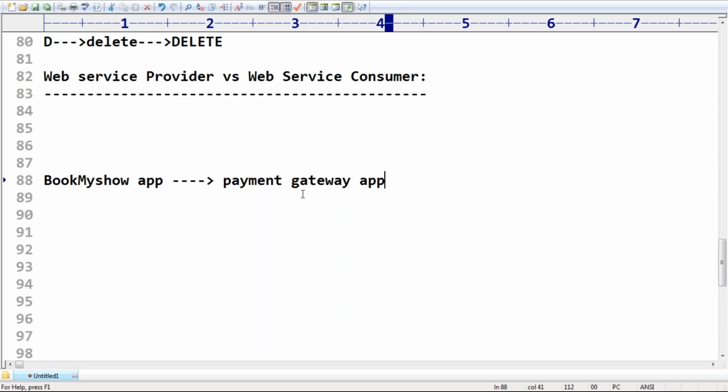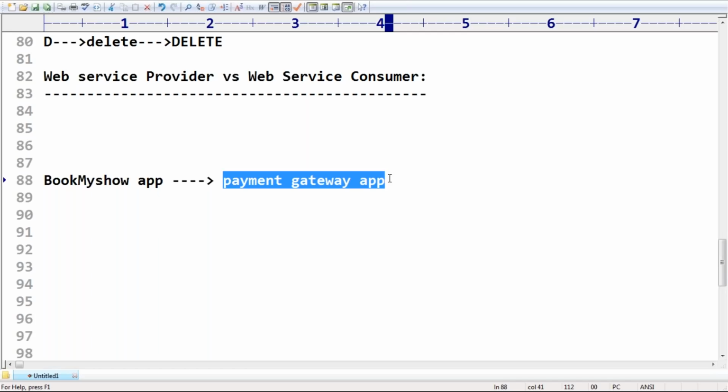Yes, payment gateway is the provider. BookMyShow application is the consumer, because this person requires services of the payment gateway. That's why BookMyShow itself is the consumer. This person is called a provider. Observe carefully, sir. Any doubt? Because consumer and provider are very commonly used words, it is just providing clarity. Beyond that, nothing, sir.